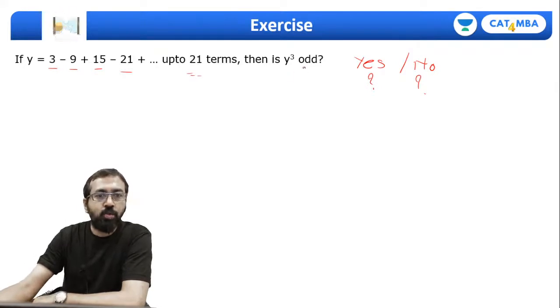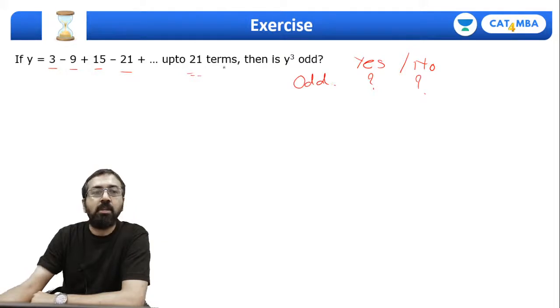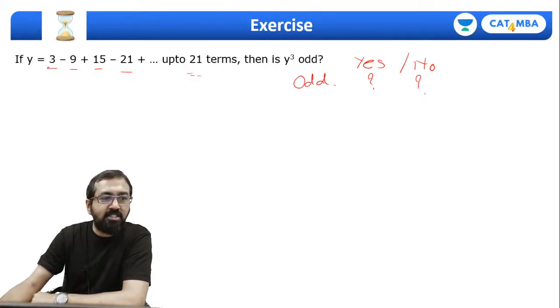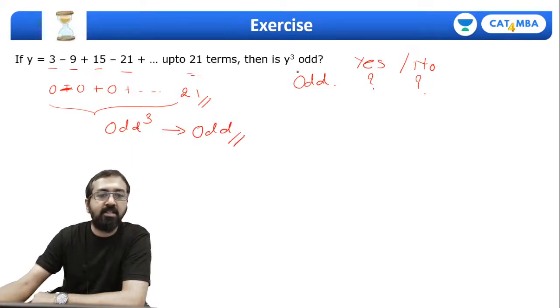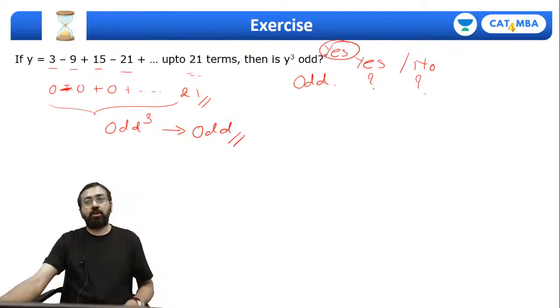Okay, so this is going to be an odd number. Guys, please understand, can I say each of these numbers is an odd number? 3, 9, 15, 21. So there are going to be 21 odd numbers. Whether you add them or subtract them, it doesn't matter. The summation or difference of 21 odd numbers is going to be odd, and the cube of an odd number is again odd. So that's why this is going to be odd. So the answer is yes. This is odd.